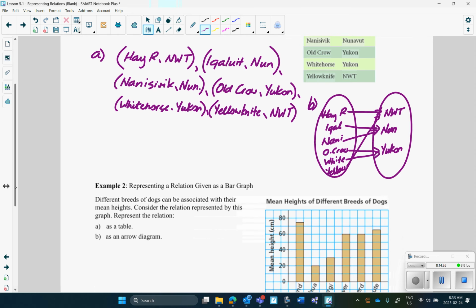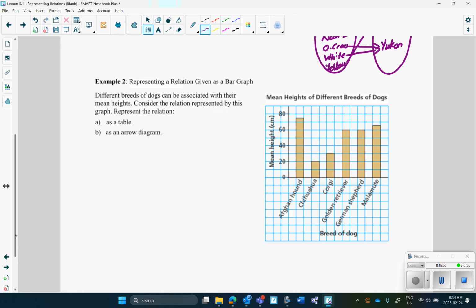Second example, here we have a different relation relating the breed of dog to its mean, and mean just means, if you take statistics, you'll learn this, average. So it's relating certain breeds of dogs, six of them, with their average height. So now we've introduced some numbers into one of the sets of information.